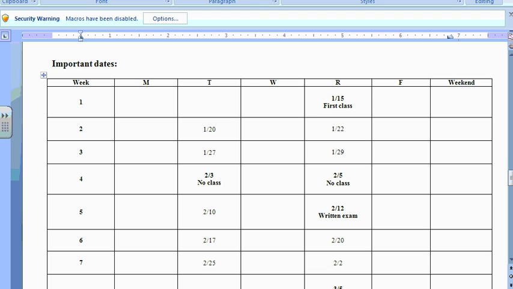And then the week after that, on Thursday, 2/12, is going to be the written exam. So that's going to be the one on just math calculations.